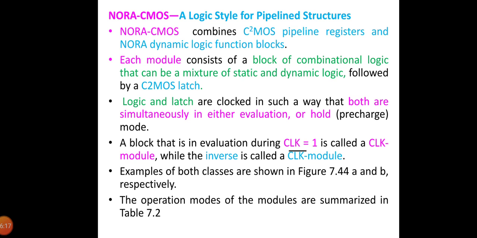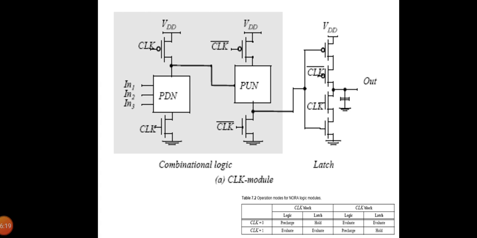So, an improved logic style for pipeline structure is NORA CMOS. The latch-based pipeline circuit can also be implemented by using C-squared MOS latch, as you can see in this figure. This operation is similar to C-squared MOS, and the topology has one additional important property, that is, a C-squared MOS based pipeline circuit is race-free as long as all the logic functions F, implemented by using static logic between the latches, are non-inverting.